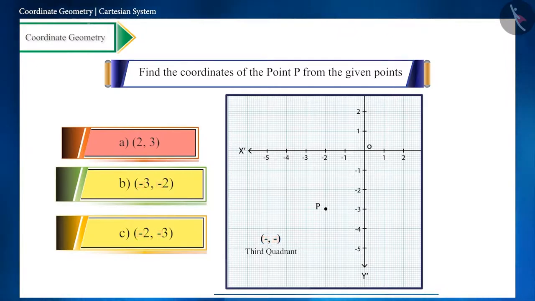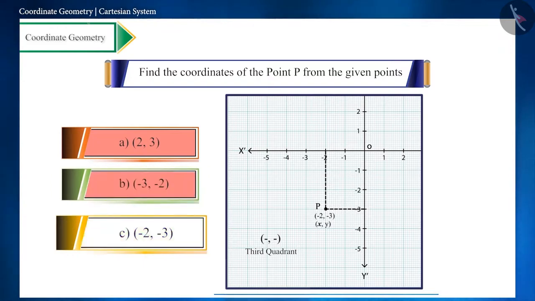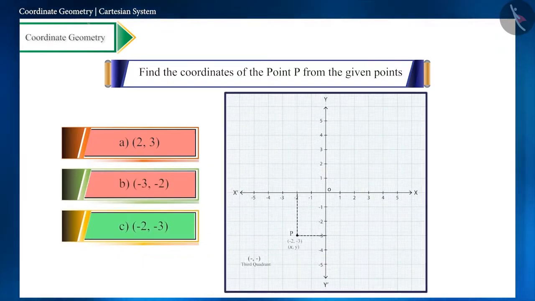If a perpendicular is drawn from point P to the x and y axes, then it intersects the y axis at -3 and the x axis at -2. And in both of these options, these two are numbers. But friends, when writing coordinates, we first write the x coordinate and then the y-coordinate. That is, option C, -2, -3 is the correct option.